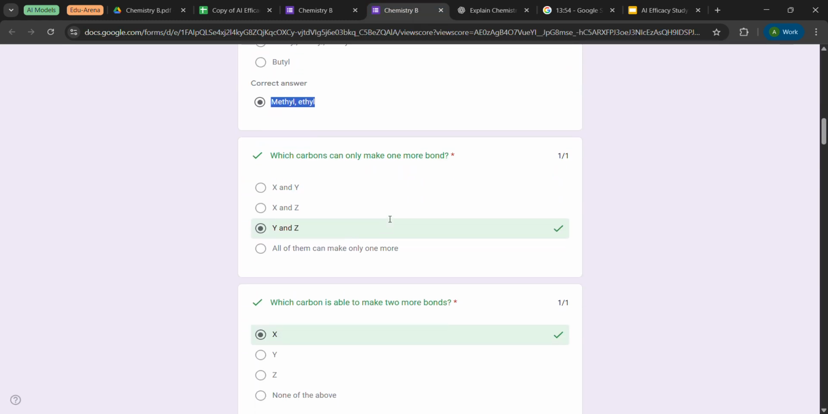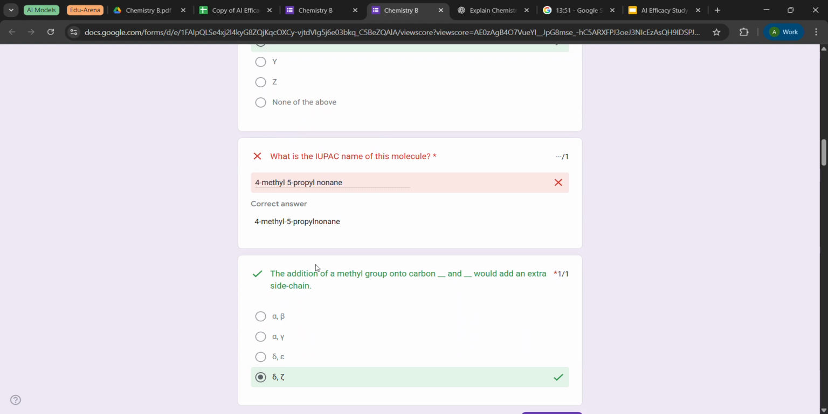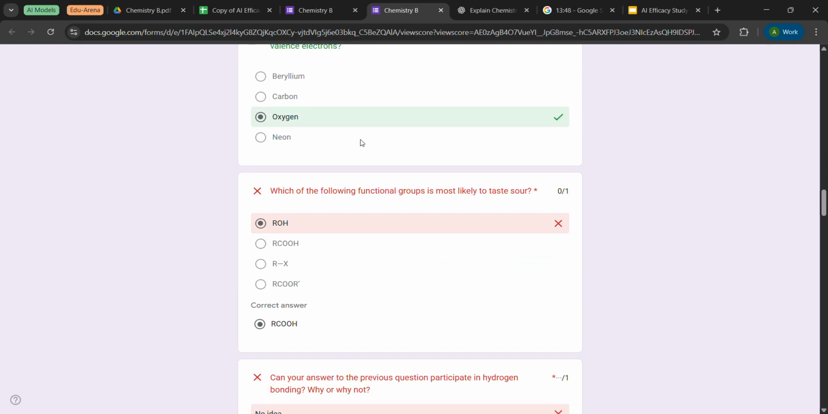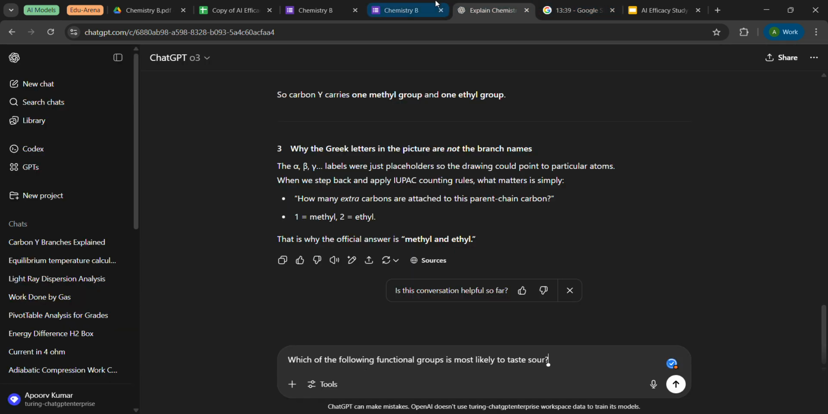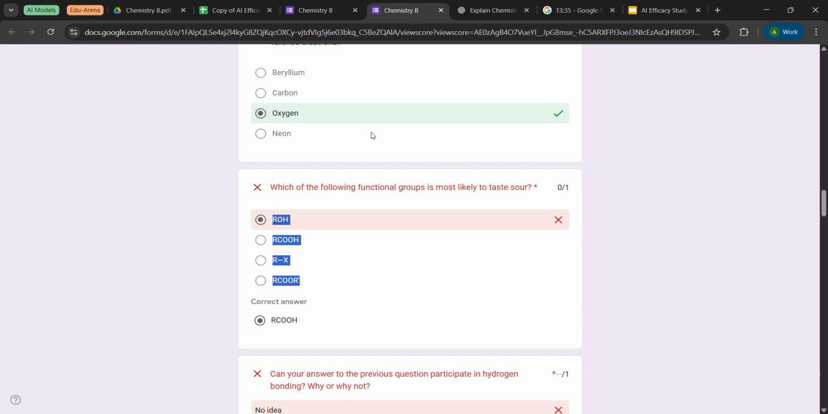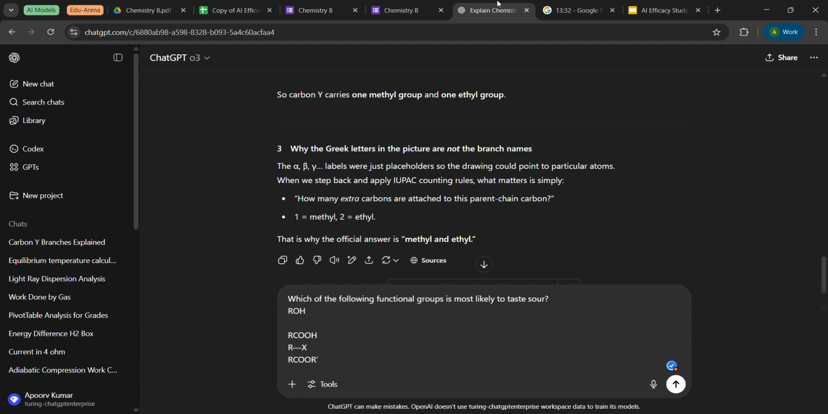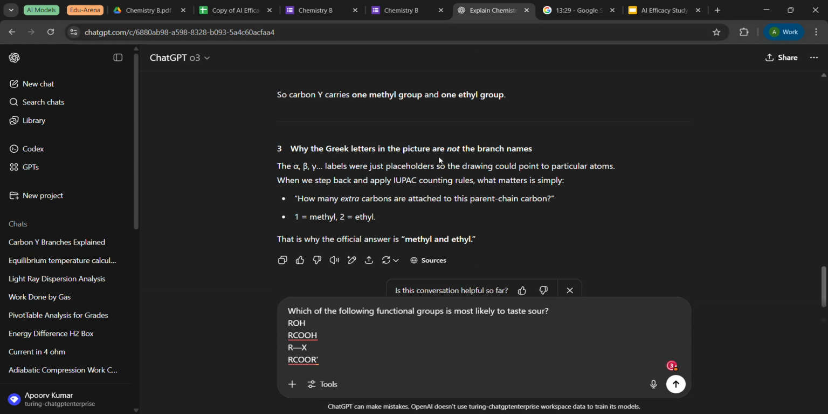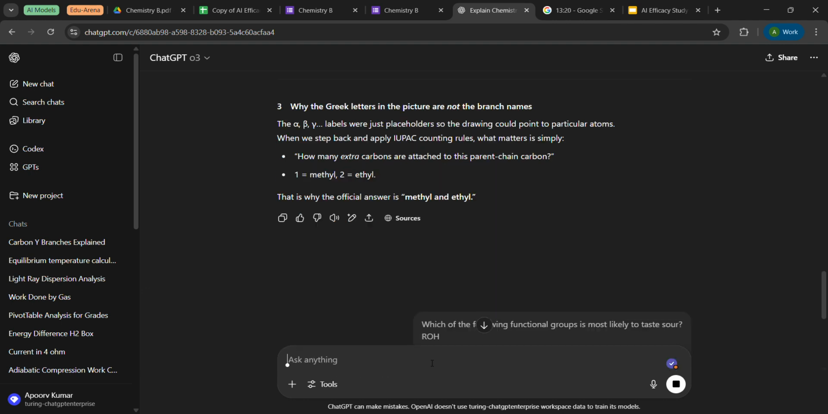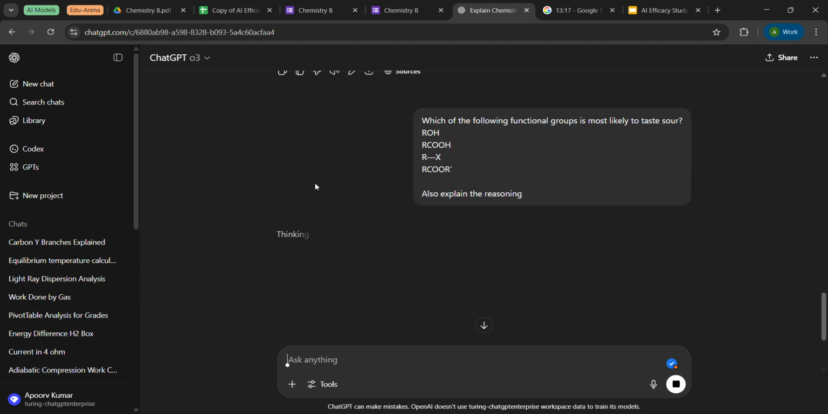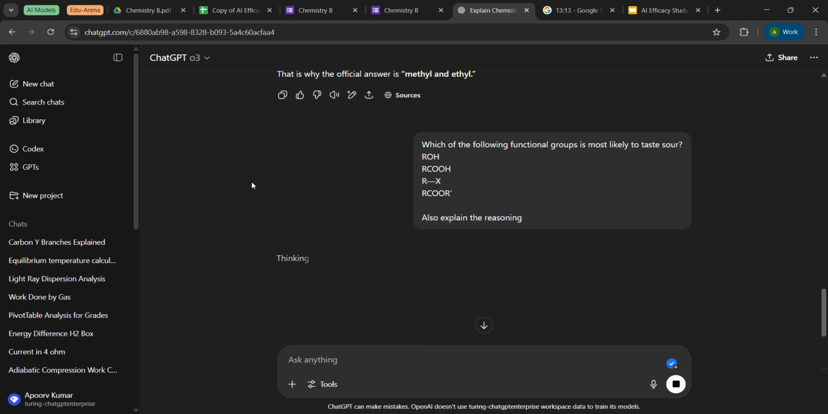But still, I can ask some different questions. Okay, this was almost correct. So, which of the following functional group states are? I can ask this, and I'll just add these. And also, let me ask the reasoning why. Also, explain the reasoning. So let's just see how these things work.